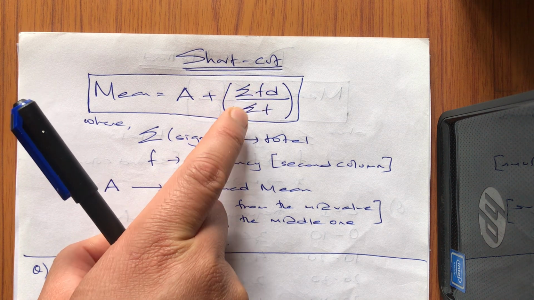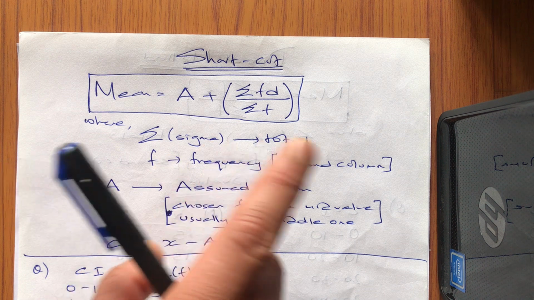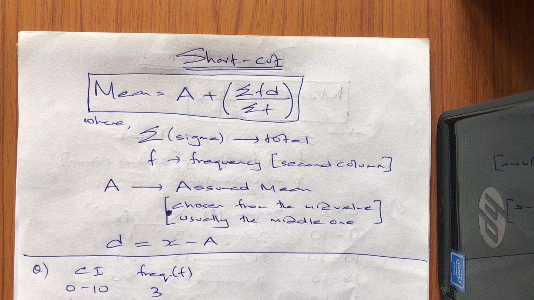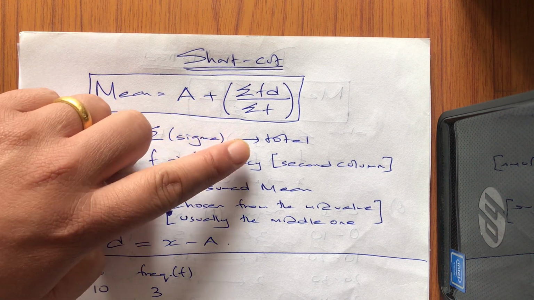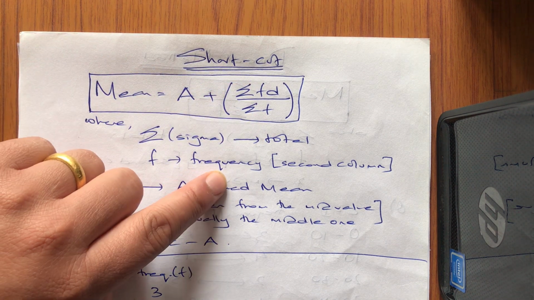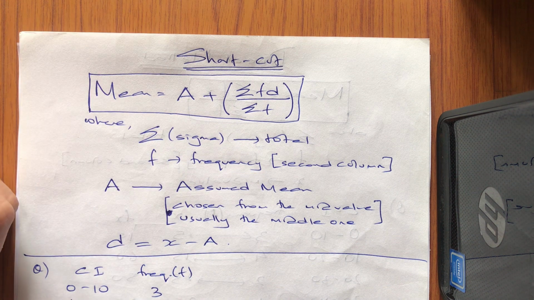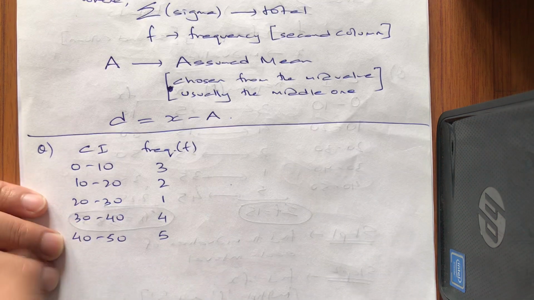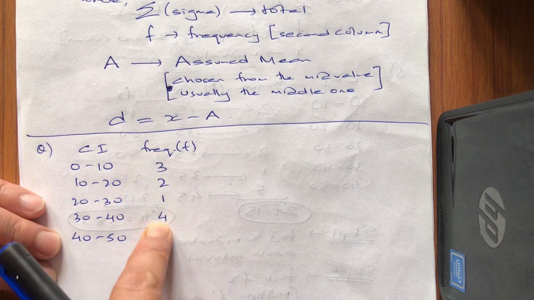sigma fd divided by sigma f, and I've already mentioned what this symbol stands for, but if someone hasn't gone through the previous tutorial, this symbol, the name is sigma, and it stands for total. Okay, and f in this formula stands for frequency, and frequency, as I told you in the previous tutorial and the previous method, is the second column in the question. Like this is the question, then this column is your column for your frequency.